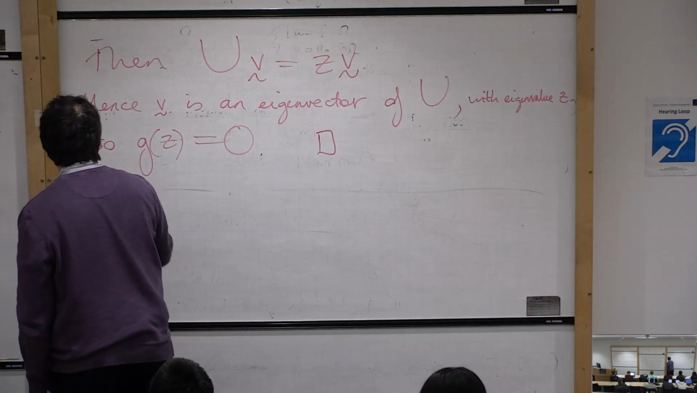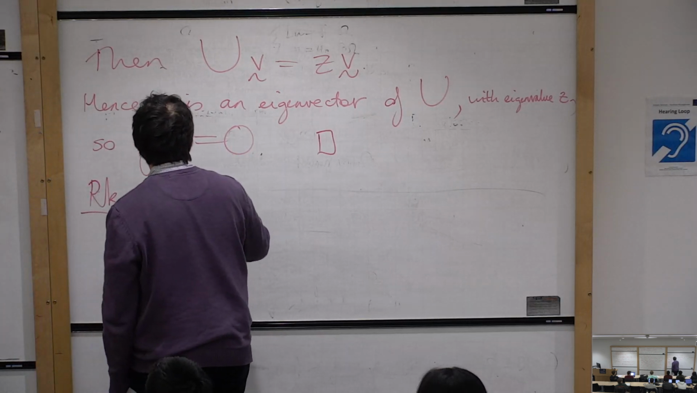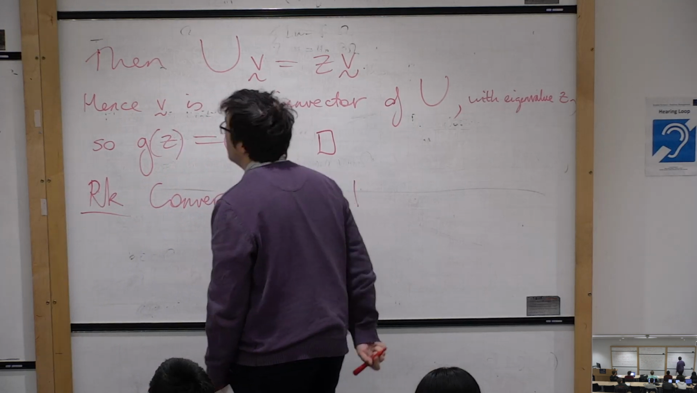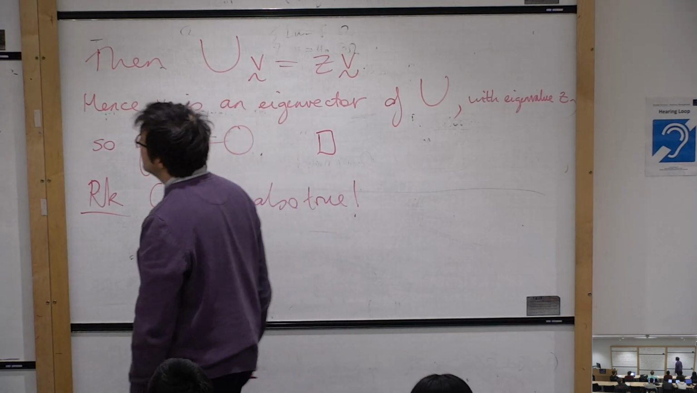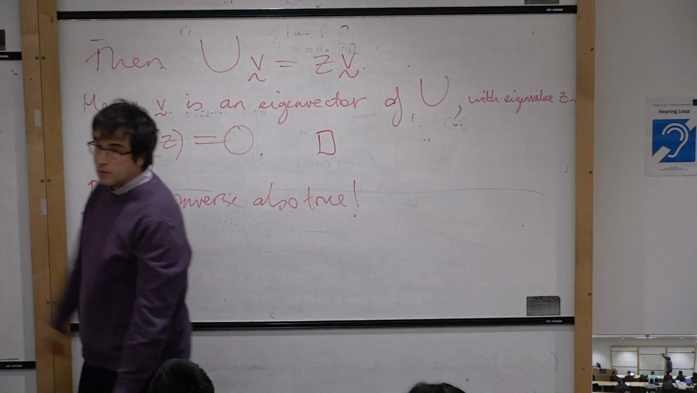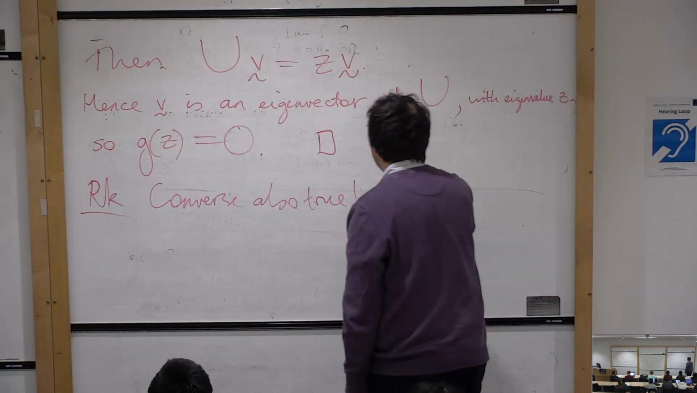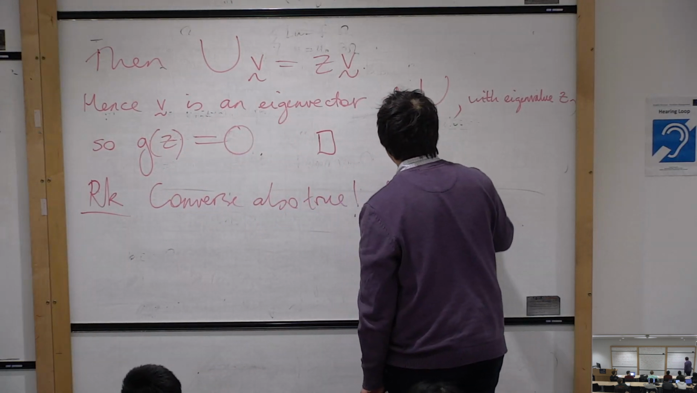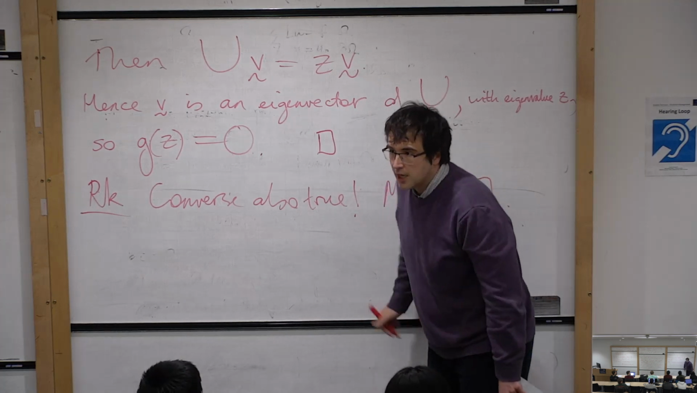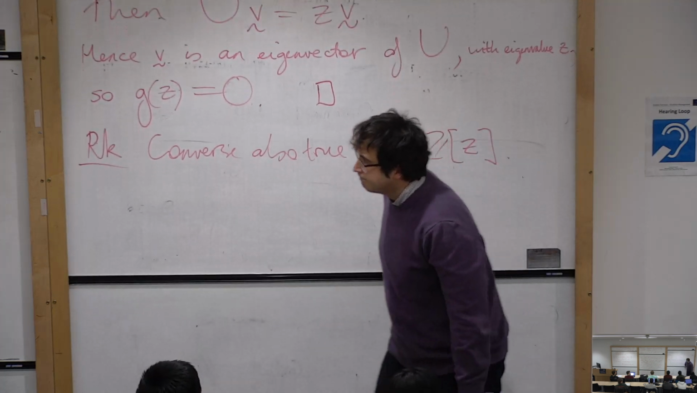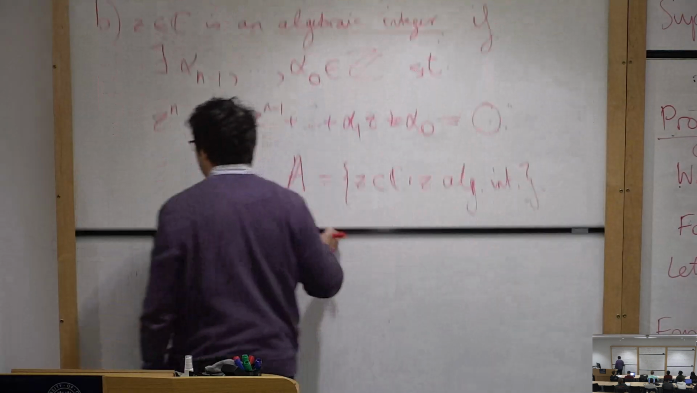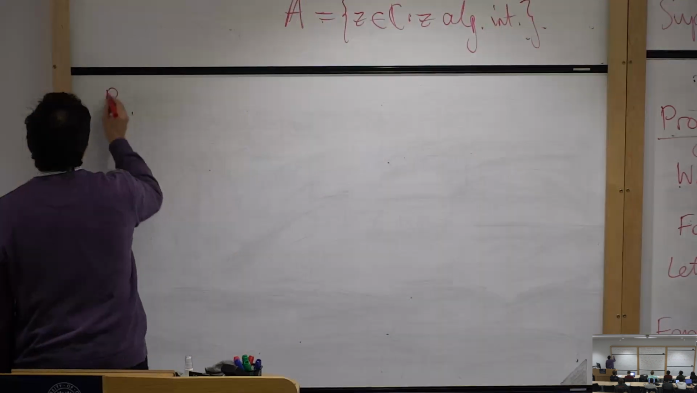Remark, the converse is also true. That is to say, if you have an algebraic integer z, then there exists at least one m with this property. You just take m to be the subring of the complexes generated by z. You can check that this satisfies the condition. Good. So now let's do the theorem.